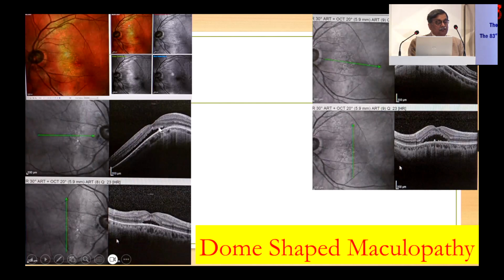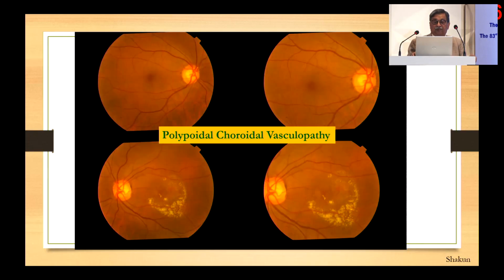This looks deceptively like a CSR, but you'll see this layer is going up like a dome on the other side, and this is in the horizontal meridian. In the vertical meridian, it is very important to have this along with you. And here you see that's not there. So this is a dome-shaped maculopathy. Unless you do it in both the meridians, you will miss the diagnosis. And this, unfortunately, we do not have any treatment for, but it is usually not a progressive disease.